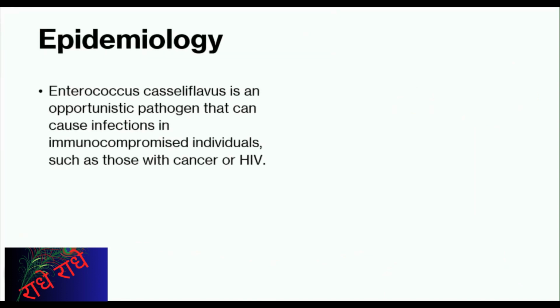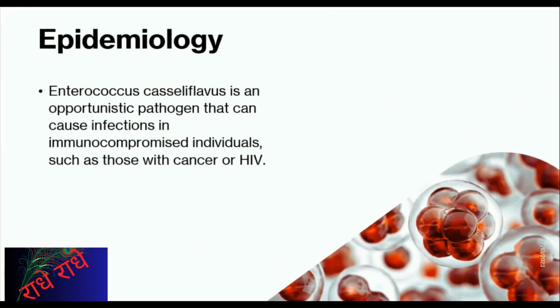Epidemiological research has shown that Enterococcus casseliflavus can cause infections in immunocompromised individuals, mostly in those with cancer or HIV. Its effects are particularly evident when the immune system of these patients is weakened, as Enterococcus casseliflavus is an opportunistic pathogen. The image shown here provides a close-up of the cells related to this pathogen.